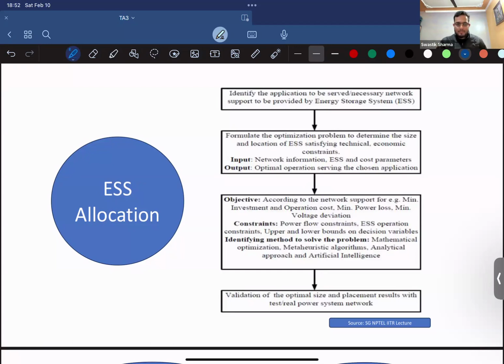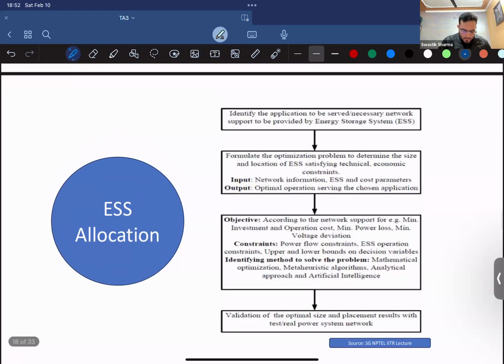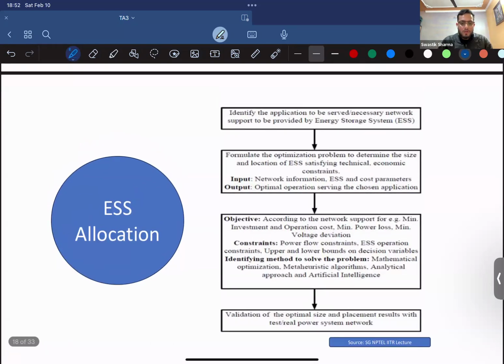Okay, so let's go ahead. You need to be able to optimally allocate the size of the battery energy storage system. You can't just come up with a 100 MWh plant where you don't even require it. That's where you lose your investment. So to be able to optimally site and size the total battery energy storage system that you require, you generally go through an optimization problem.